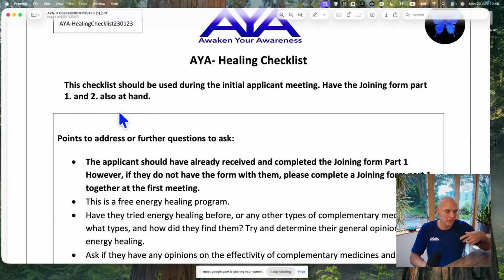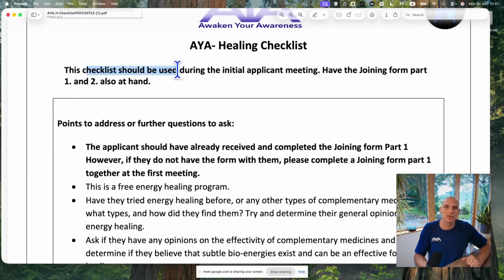So when you have your meeting, if it's online, if it's a video call, that's the easiest, because you can have all your bits and bobs. You can print it out if you want, or you can have it on your screen, whatever you like. But if you have an in-person meeting, then have a good read through this beforehand. You can also have it handy if you want to use it as a checklist. There's nothing wrong with that. So the checklist should be used during the initial applicant meeting. Have joining form part 1 and also 2 at hand.